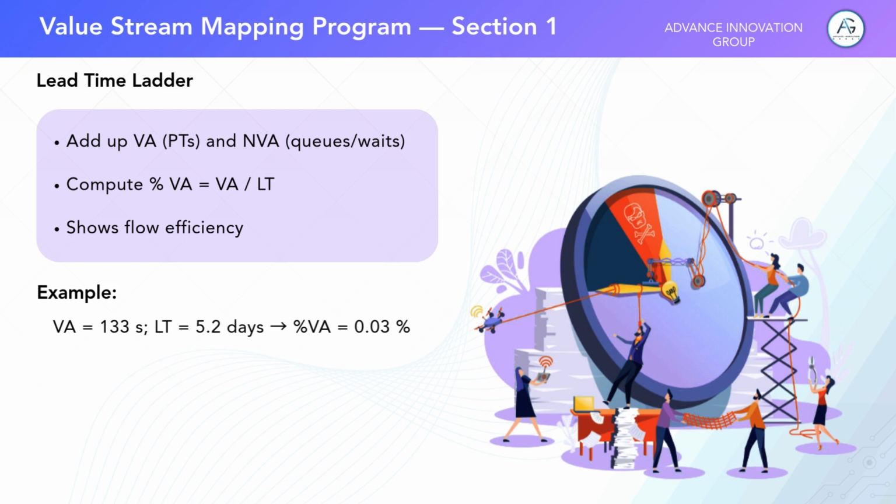The lead time ladder helps us measure how efficient our process flow is. We add up all the value-added VA times and non-value-added NVA times like queues or waiting. Then we calculate %VA equals VA divided by LT to find how much of the total time actually adds value. For example, if VA is 133 seconds and total lead time is 5.2 days, only 0.03% of the time is truly value-adding. This shows a big opportunity to reduce waste and improve flow efficiency.